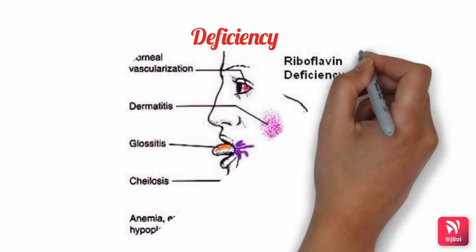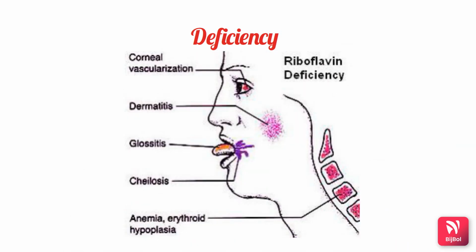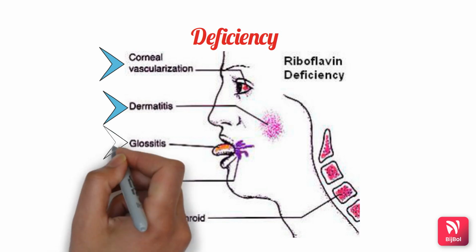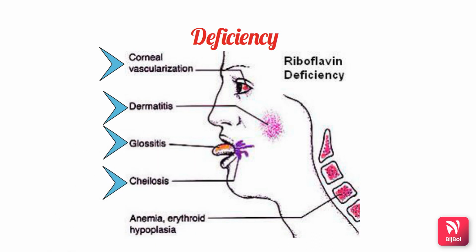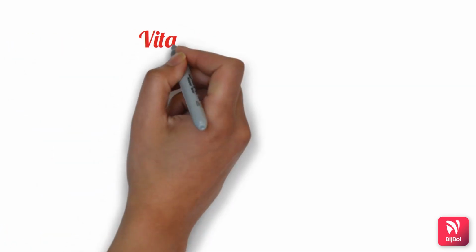Coming to the deficiency symptoms, vitamin B2 deficiency results in varied symptoms. It includes corneal vascularization. Apart from this, we can see dermatitis. We also tend to see glossitis of the tongue. We also tend to see cheilosis on the edges of the lips. Apart from this, anemia and erythroid hypoplasia are also seen.